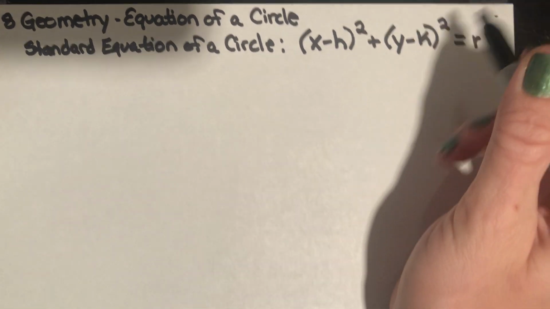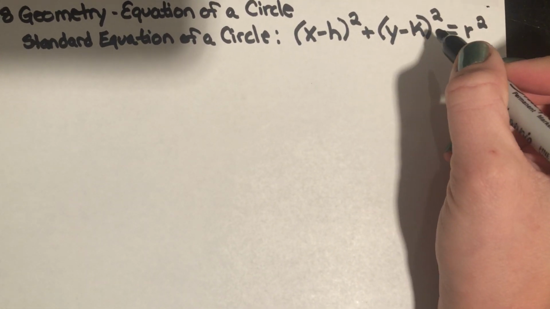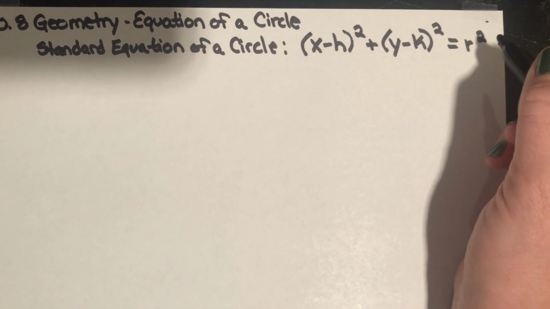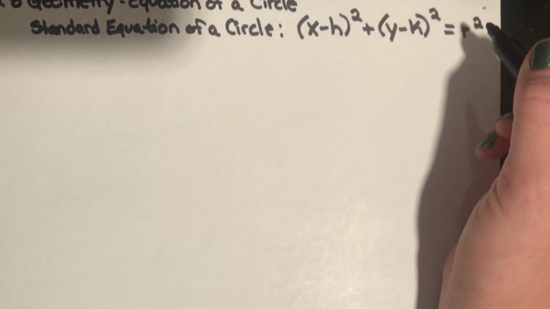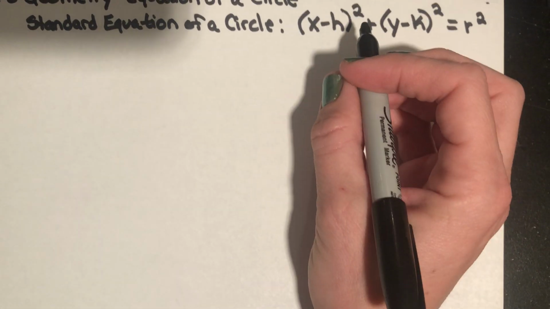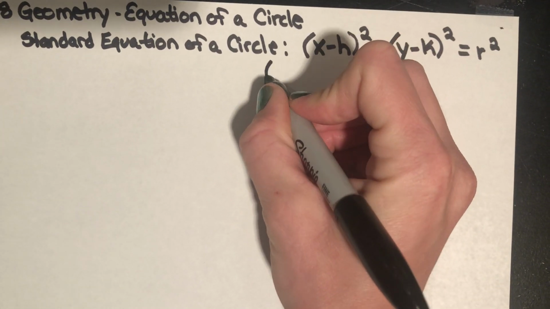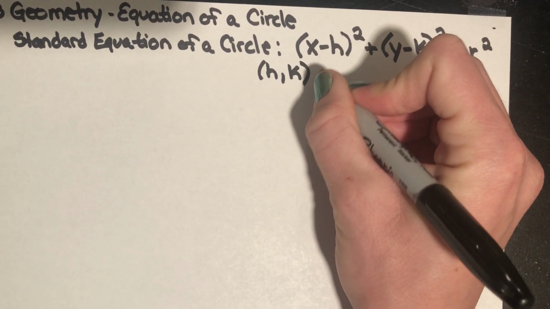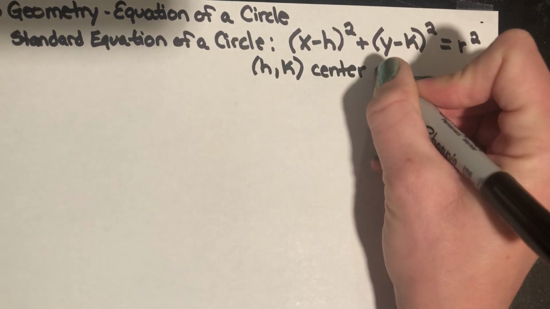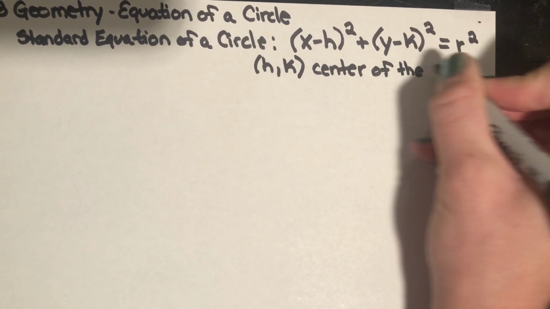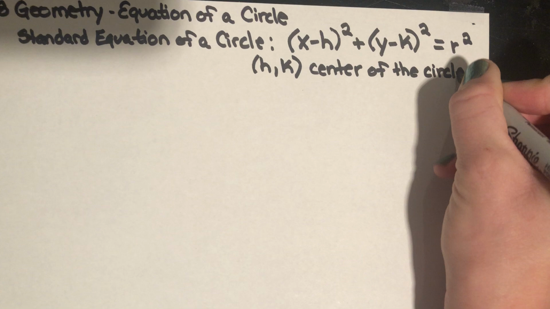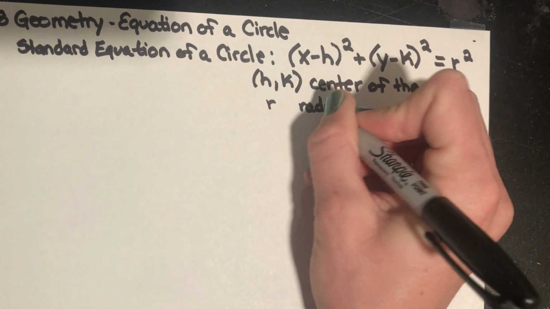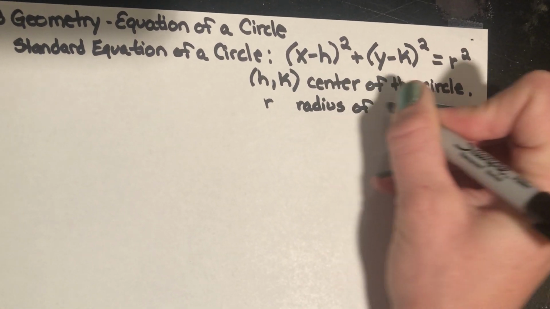All right, moving forward, the standard equation of a circle is (x minus h) quantity squared, plus (y minus k) quantity squared, equals r squared. All of these actually have a meaning. h comma k is the center of the circle, and r is the radius of the circle.